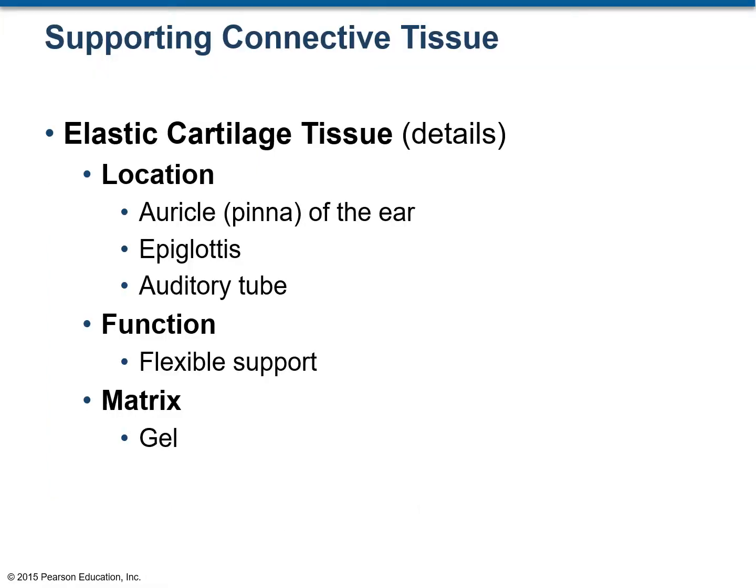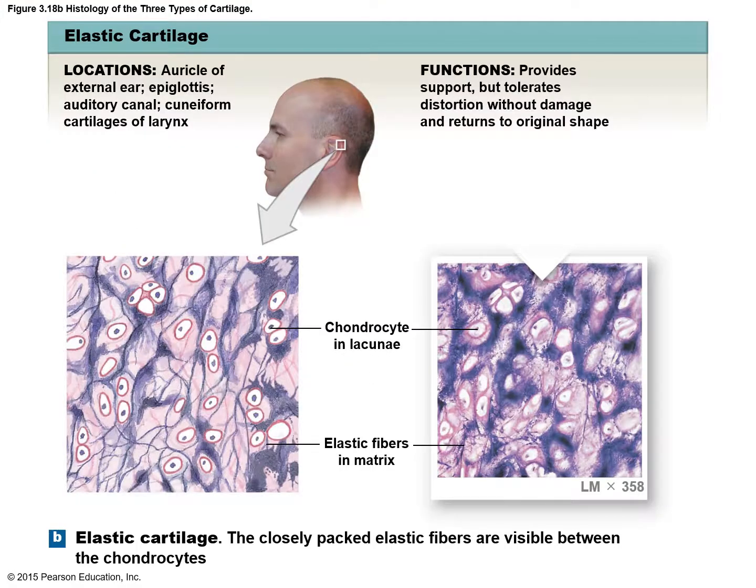The second type of cartilage is elastic cartilage. Elastic cartilage is located in the auricle, which is the external pinna of the ear. It is also present in the epiglottis and in the tube inside your ear. Its function is flexible support. This figure shows the histology of the elastic cartilage, and the elastic fibers are very closely packed in this tissue.